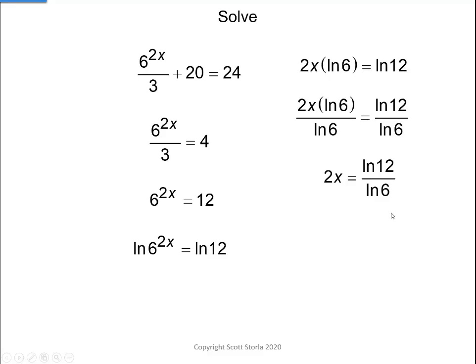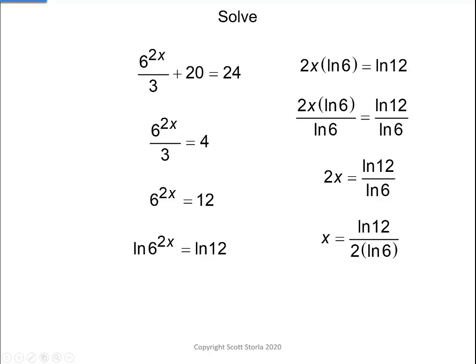Dividing the right-hand side by 2 means the same as multiplying by a half. Just like over here, if I multiply 2 by a half, I get 1x. The point being that the factor of 2 will be multiplied to ln6.